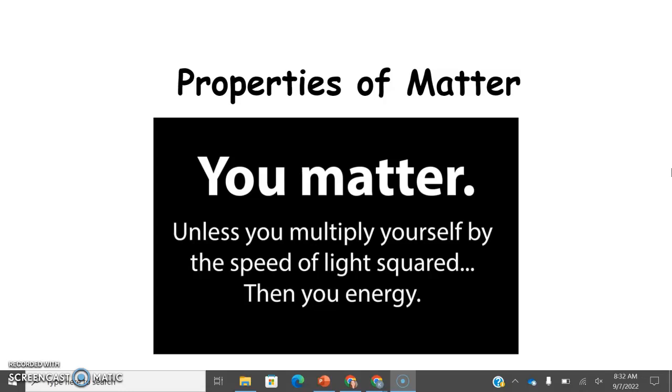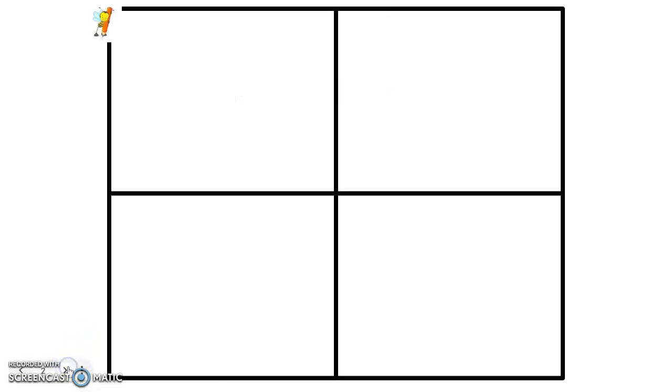Now before we get into it, there's a joke on the screen. It says, you matter. Unless you multiply yourself by the speed of light squared, then you energy. And of course, that's a joke because remember we're all made of matter. Because matter is anything that has substance and takes up space. Alright, so that's cheesy. Cheesy science jokes. Let's go ahead and get started today, guys.